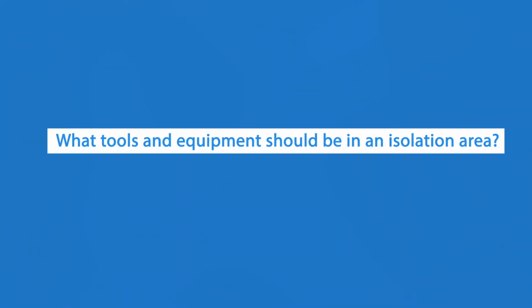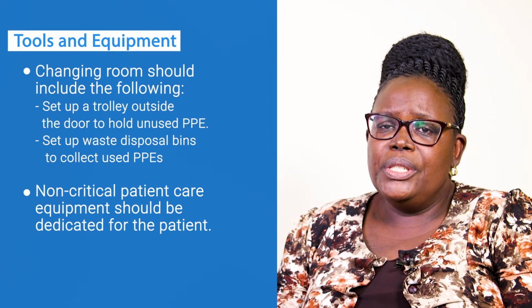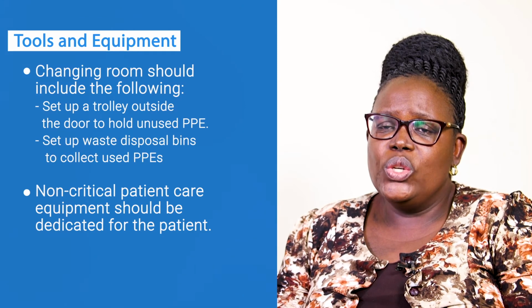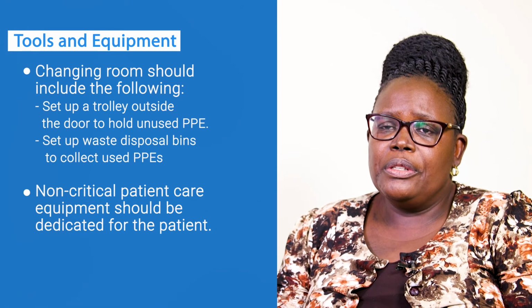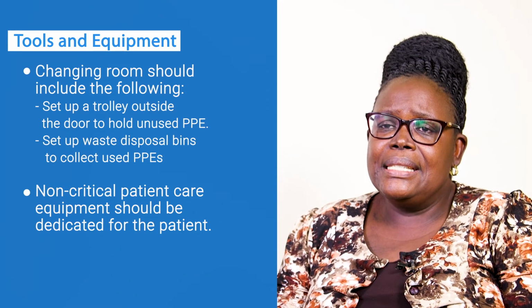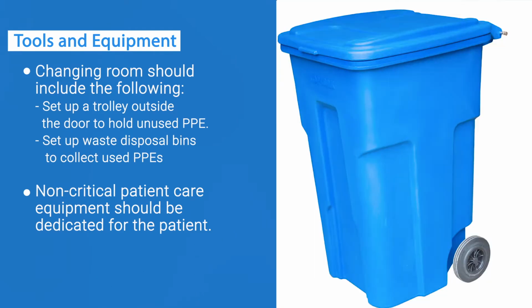What tools and equipment should be in the isolation area? Changing rooms should include the following. Set up a trolley outside the door to hold unused personal protective equipment, PPE. A checklist may be useful to ensure that all equipment is available. Set up a waste disposal bin to collect the used PPEs. The used PPEs should be disposed of as per facility and the MOH guidelines.